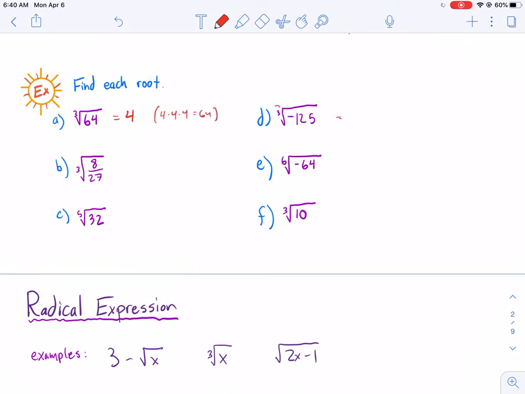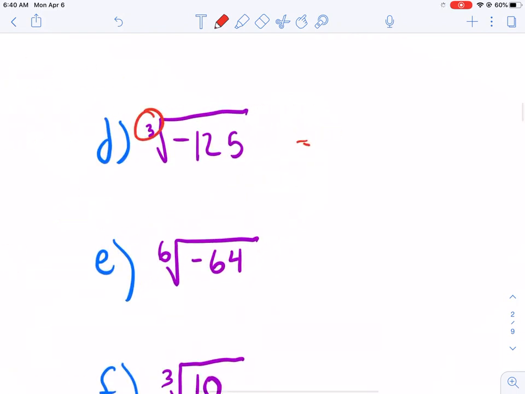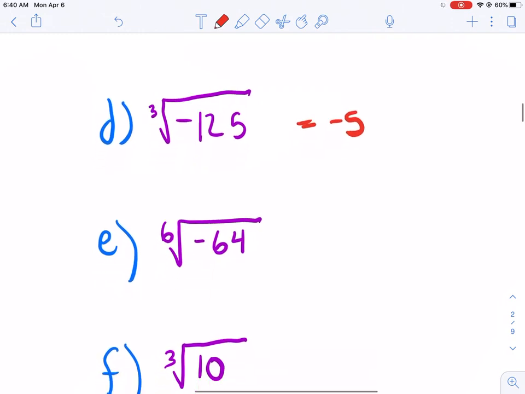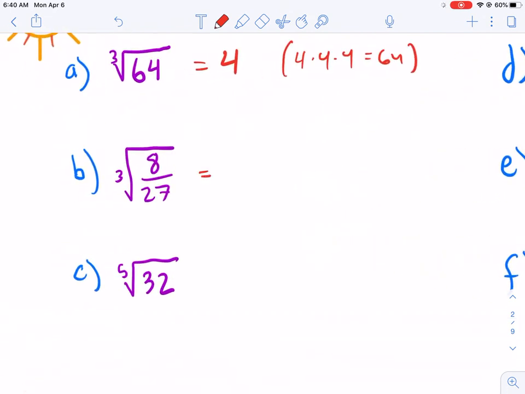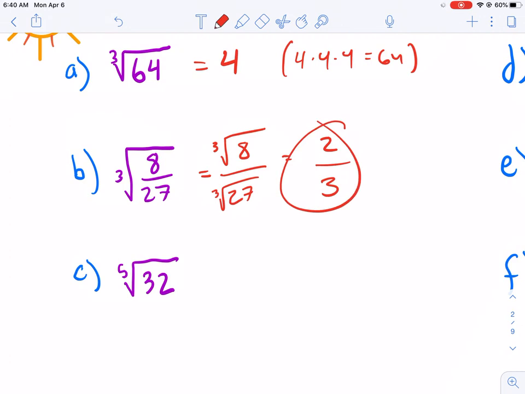We have an odd root number and a negative number, so we can do this. We're asking what times itself 3 times gives us -125, and that is -5. -5 times -5 is +25, times -5 is -125. Now, anytime we have a fraction, we can just apply our normal rules of exponents. So we could rewrite this as the third root of 8 over the third root of 27, if that makes it easier for you. And then that just becomes 2 over 3, and that's our answer.